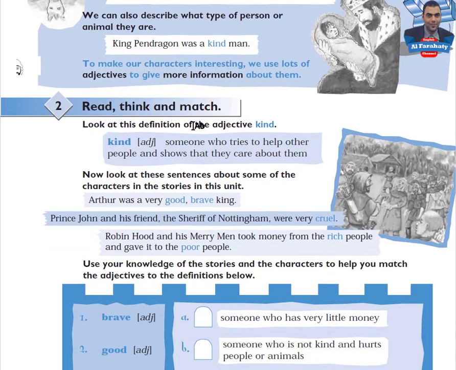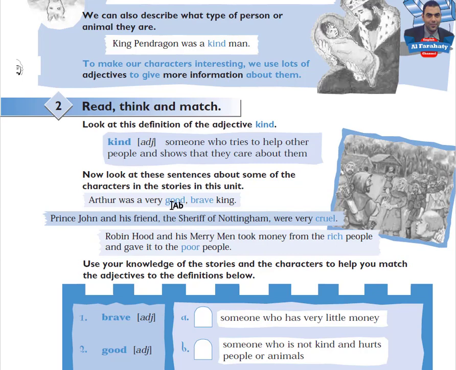Read, think, and match. Look at this definition of the adjective kind. Kind, adjective. Someone who tries to help other people and shows that they care about them. This is the definition of the adjective kind in a dictionary. Now look at these sentences about some of the characters in the stories in this unit. Arthur was a very good, brave king. Prince John and his friend the Sheriff of Nottingham were very cruel. Robin Hood and his merry men took money from the rich people and gave it to the poor people.